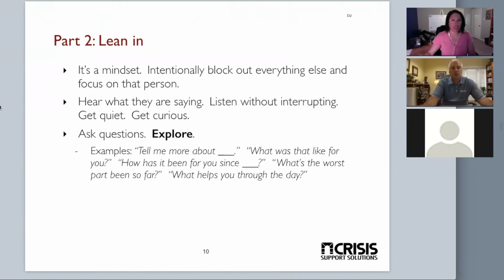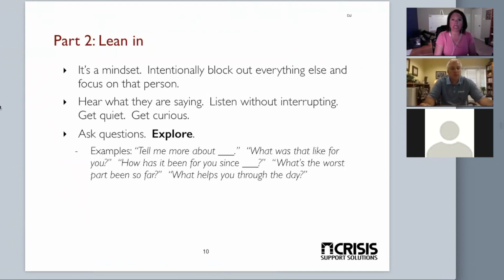Good. Thanks, Joey. Part 2 is lean in. So show up is the first, like Joey just covered. And by the way, I'll add, not everybody shows up. So please don't, as peers and chaplains, please do not take that for granted. Well, what's the big deal? Not everybody shows up. And the fact that you do is commendable and remarkable in a lot of ways.